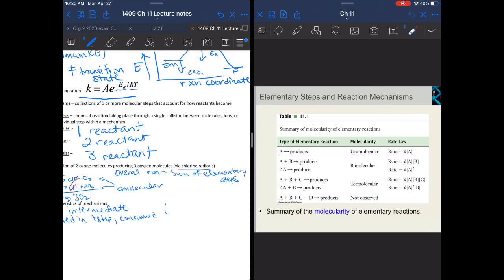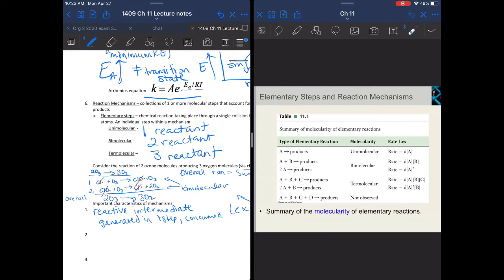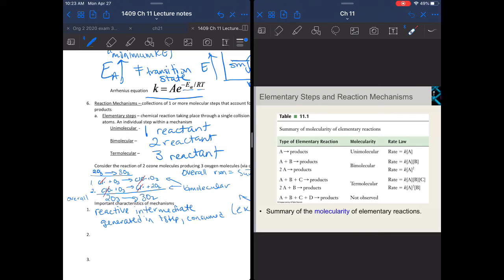So for example, in this one up here, the chlorine oxygen radical is a reactive intermediate. We make ClO in step 1, we use it in step 2. It is not an overall product. Number 2, we're going to talk a little bit more about at the end of this lecture, but that is the catalyst. A catalyst is going to affect the rate. But how do you recognize it in a mechanism? It is present at the beginning and it's unchanged at the end. So you do not consume the catalyst.